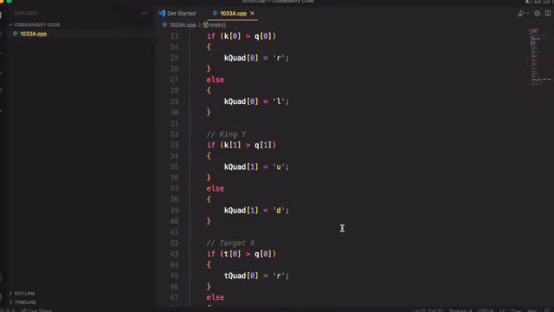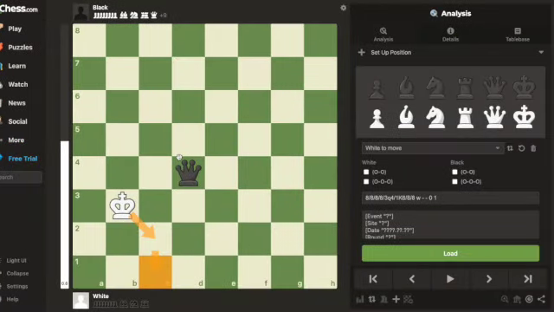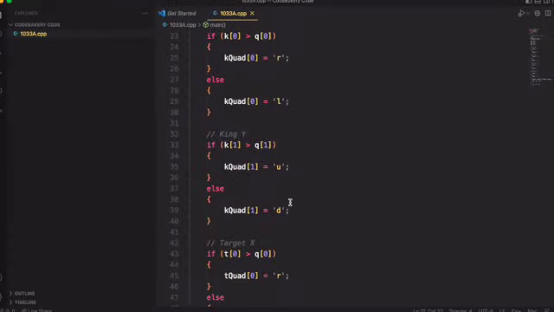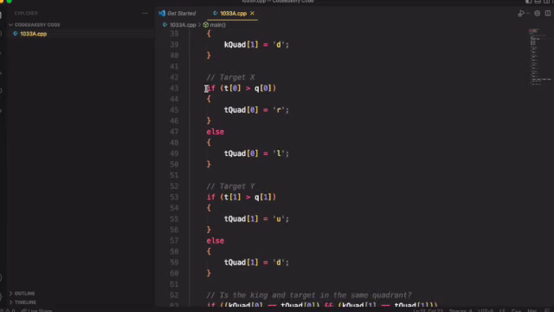Next, we check if the king's y value is greater than the queen's. If it is, the king is above the queen. Otherwise, the king is below the queen. Here we see that the king's y value is less than that of the queen, so the king is below the queen. And we repeat the process for the target.